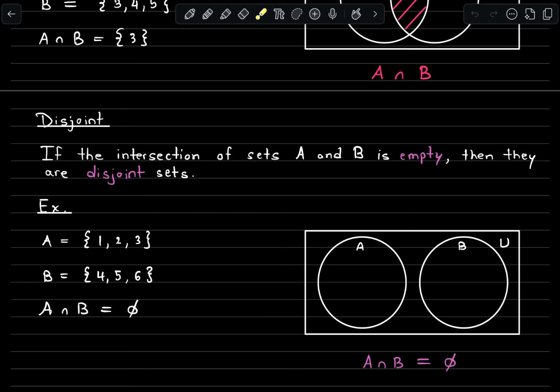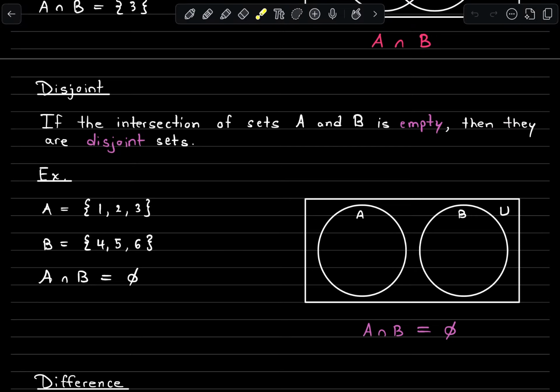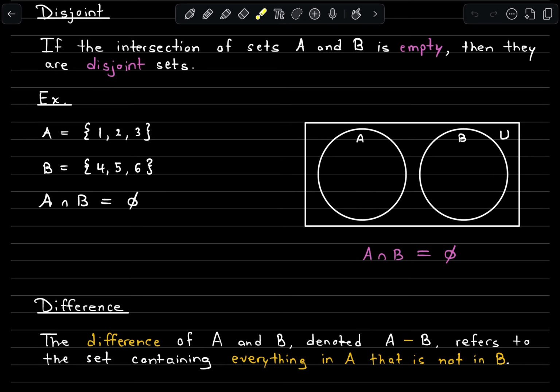Now, given this concept of the intersection, if the intersection of sets A and B is empty, then they are what's called disjoint sets. So if A had the elements 1, 2, and 3, and B had the elements 4, 5, and 6, they don't share anything in common. They don't overlap at all. You can denote their intersection as the empty set, and their intersection contains no elements. So that's disjoint, a special case of intersections when sets have nothing in common.